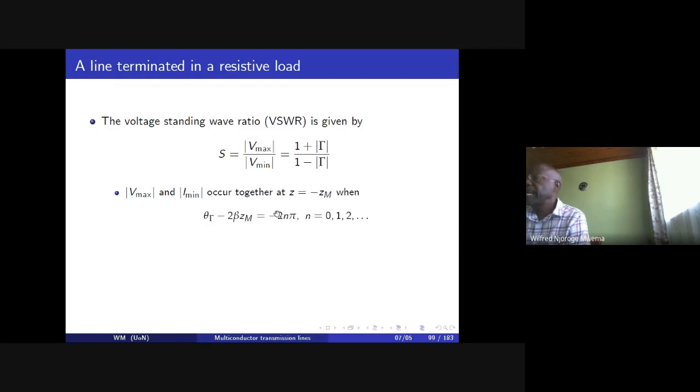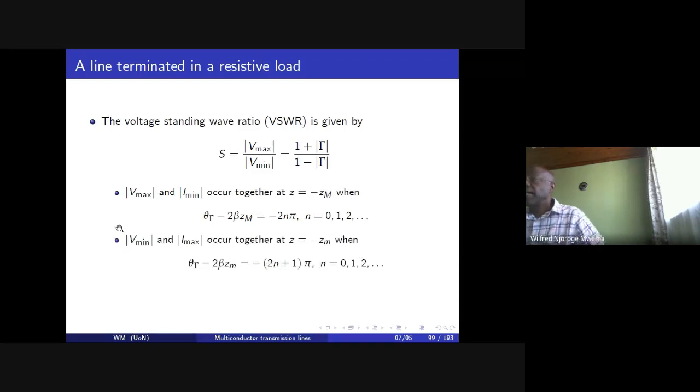The reason I'm using the negative value here is because I'll be measuring in the backward direction rather than in the forward direction. That's how we have defined our Z on the line, because the load is measured at the termination. Z is measured positive from the termination going away from the line. And Vmin and Imax will occur together at a plane Z equal to minus Zm. And in this case, theta gamma is just going to be an odd multiple of pi.